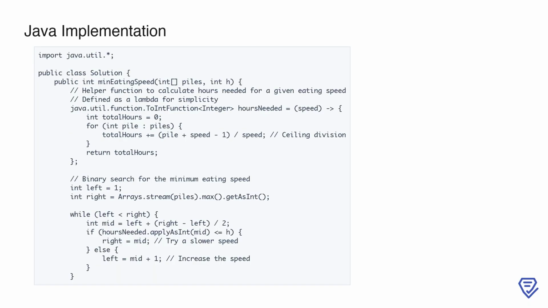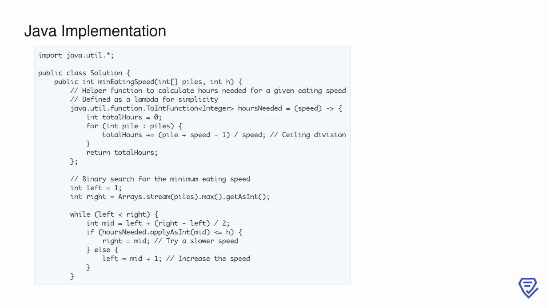Here, we begin by creating a Solution class and defining the method minEatingSpeed. This method takes in an array of integers, piles, which represents the number of bananas in each pile, and an integer h, which is the maximum number of hours Koko has to finish eating. To calculate the number of hours needed for a given eating speed, we define a helper function as a lambda expression. This function takes an integer speed and calculates the total hours required by iterating over each pile. For each pile, we use ceiling division to determine how many hours it would take to eat that pile at the given speed. The result is accumulated in the total hours variable.